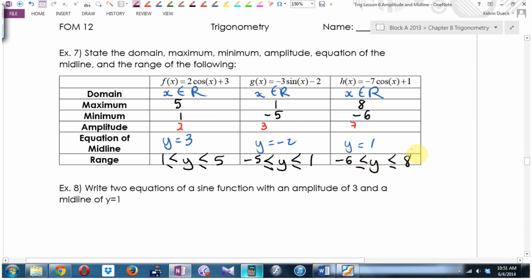-6 less than or equal to y less than or equal to 8. Okay. Now, a great multiple choice or test question will be to give you an equation, no graph, and say, tell me the range, or tell me the maximum, or tell me the minimum. You can find them by graphing, but it's tedious. These are ones you can do in your head. Just be careful.